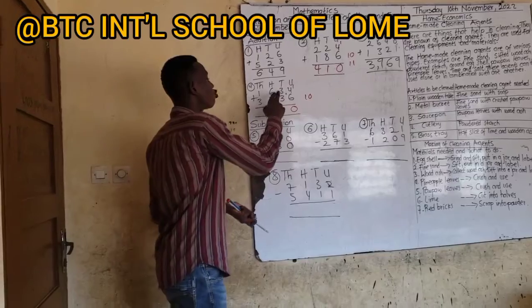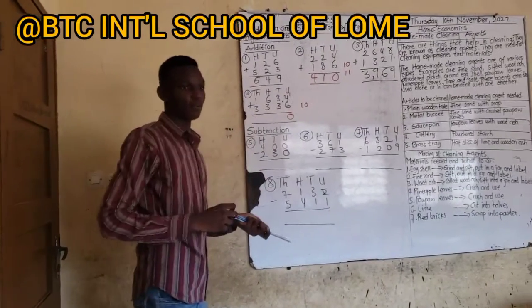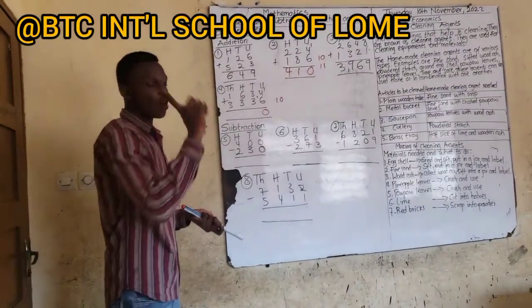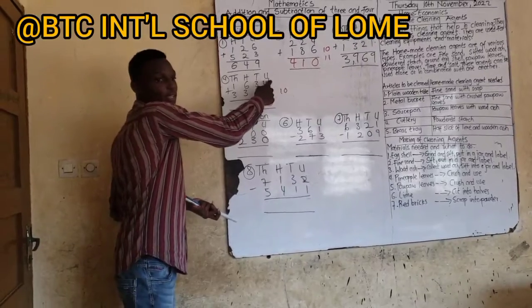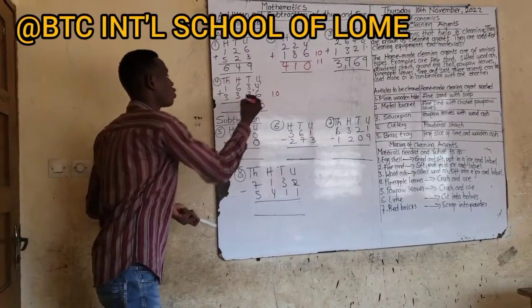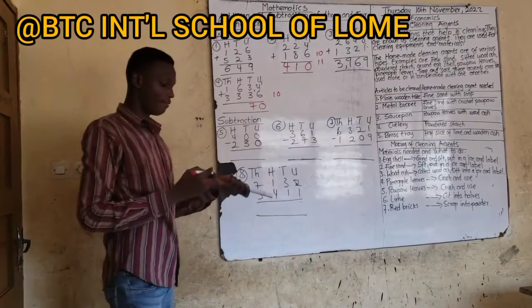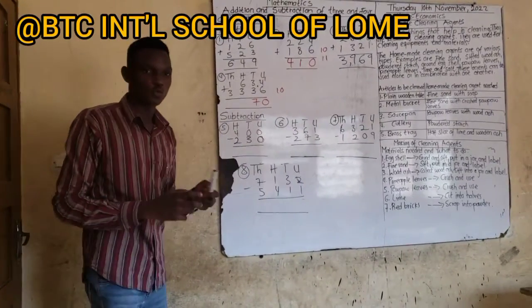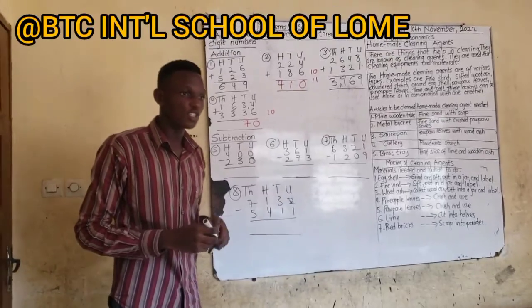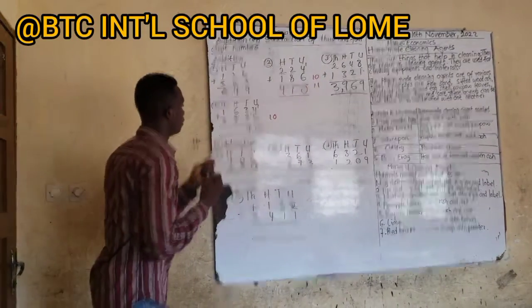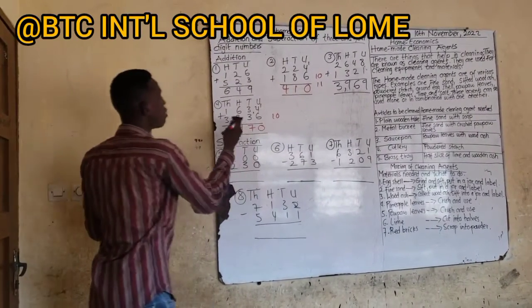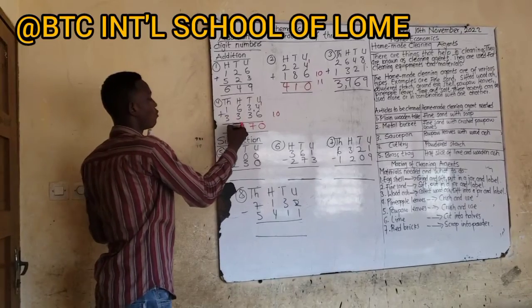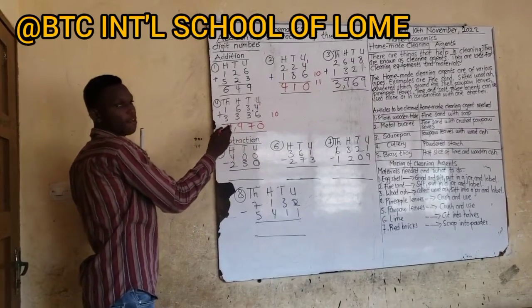And then we have 3 plus 3, that is making 6. Remember we carried 1 before, right? We add it to it and that is giving us 7. Now here we have 6 plus 3, which is 9. And finally we have 1 plus 3, which is 4. So our final answer is 4,970.